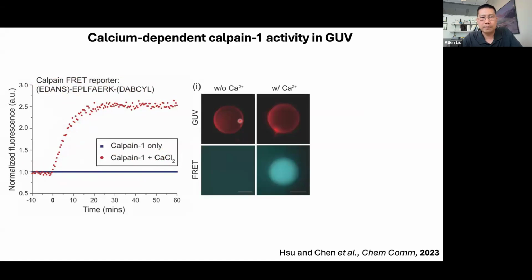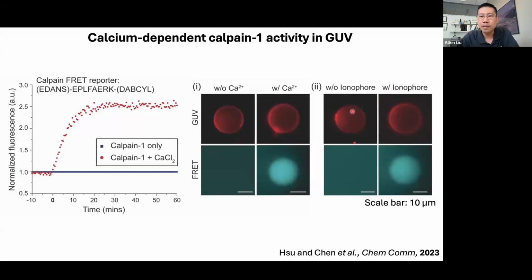We can also encapsulate this into GVs, and in the GV case, in the absence of calcium, we don't see any fluorescent signal. If we incorporate calcium, we can see very robust fluorescent signal. We can also introduce the calcium externally using ionophores. In the absence of ionophore, there's no fluorescence. If you incorporate ionophore in the system, external calcium is able to enter. This is a case where we already encapsulated calpain-1 and the calpain FRET reporter, and you can see a pretty robust signal.